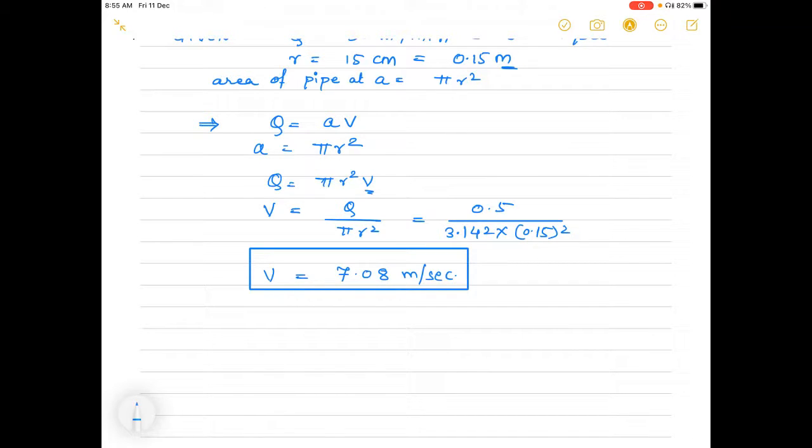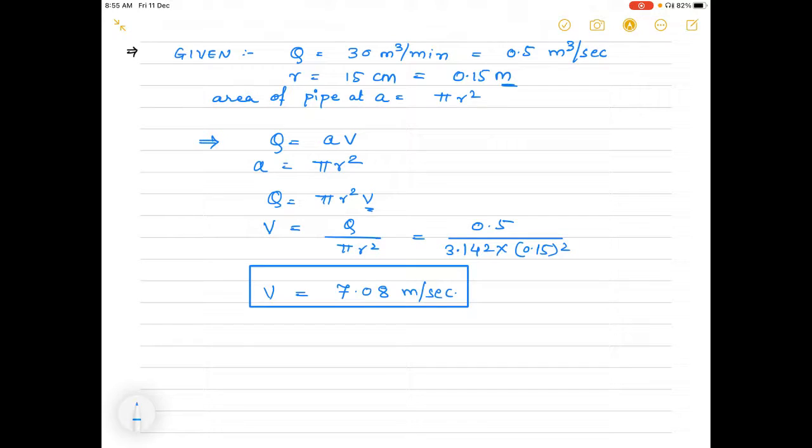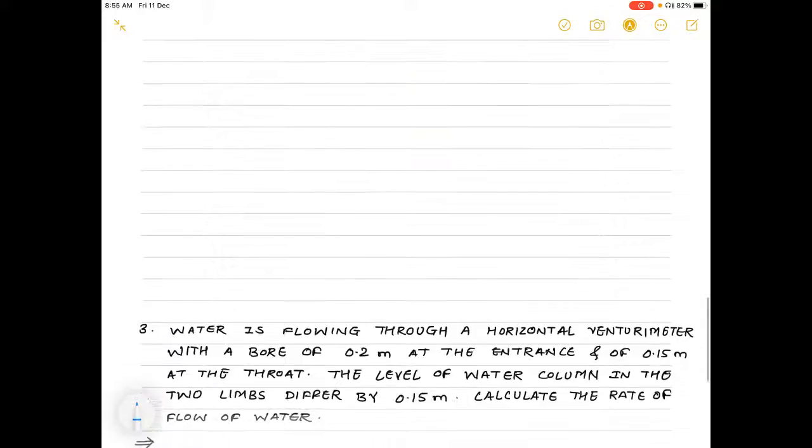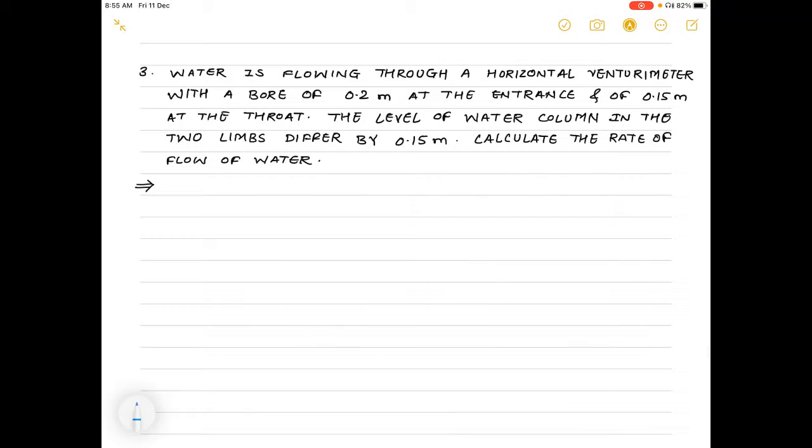To find the area, the radius of that horizontal pipe is given to us. From that we can find out the area, and from the same we can find out the velocity of the water where the radius of the pipe is 0.15 meter. Now we will see one more numerical based on fluid mechanics.